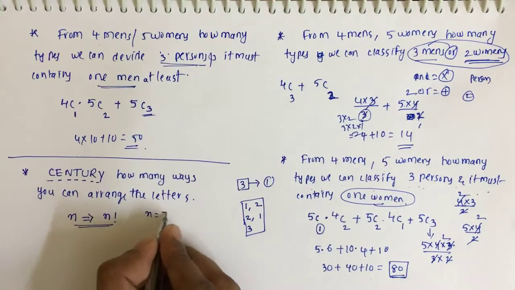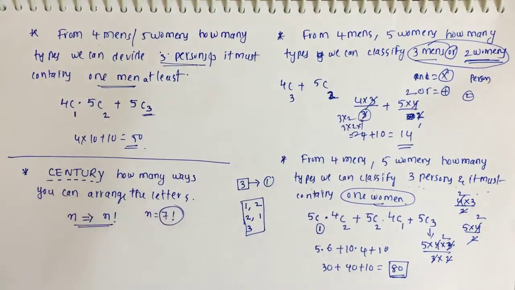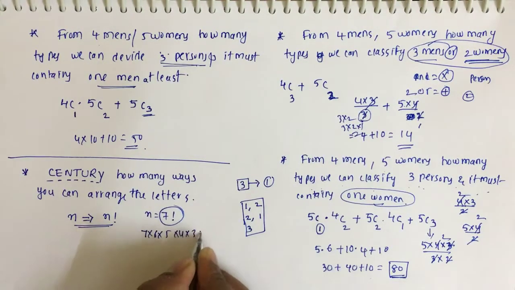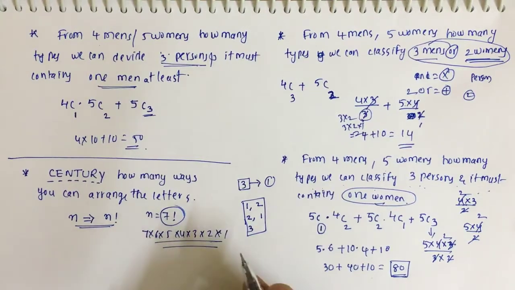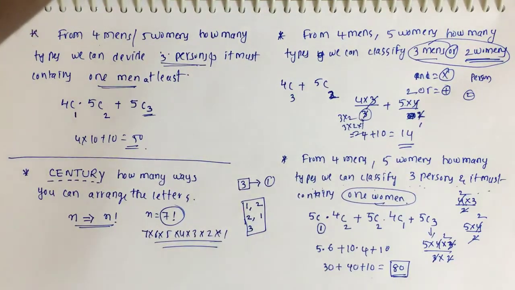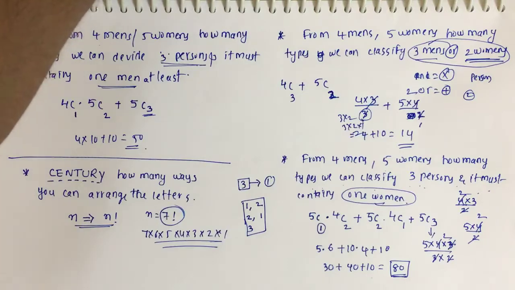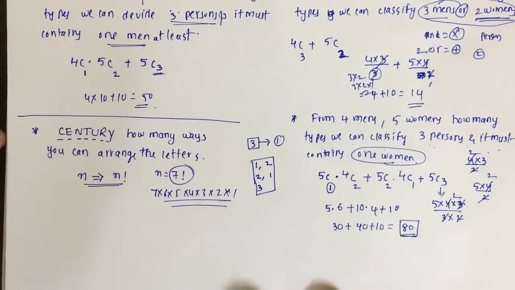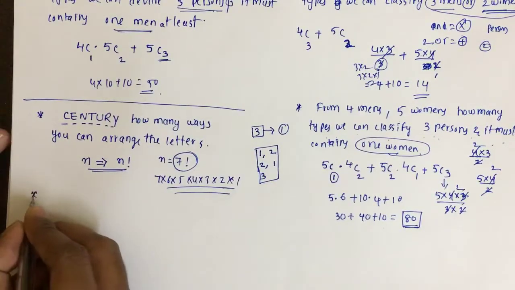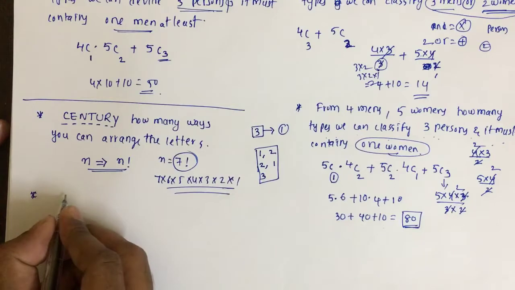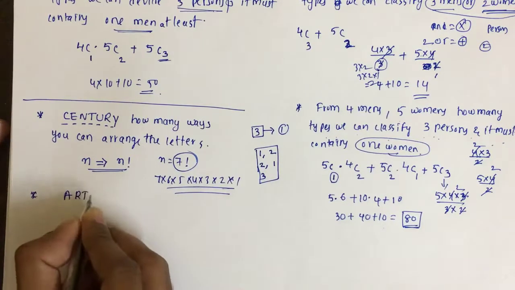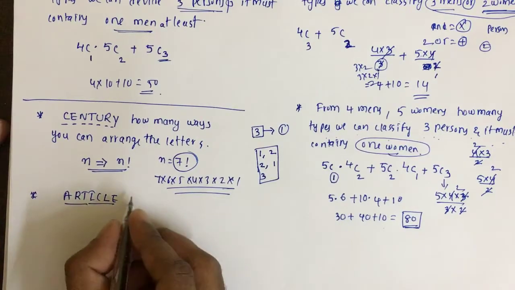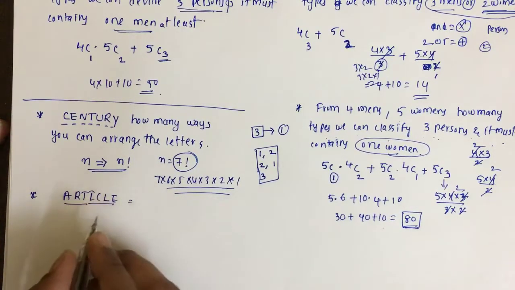So here n equals 7. So how many ways can we arrange? 7 factorial. 7 factorial means 7 × 6 × 5 × 4 × 3 × 2 × 1. If you do this, you'll get the answer. This is one of the easiest problems. Then we can also do it for "article". How many letters are there in article? Here also 7 letters are there. The same answer we will get here.